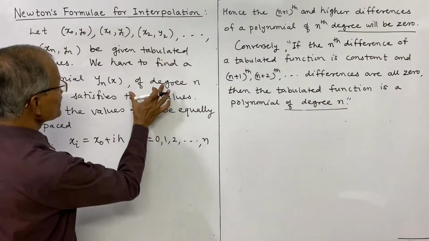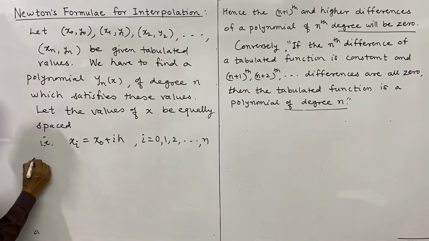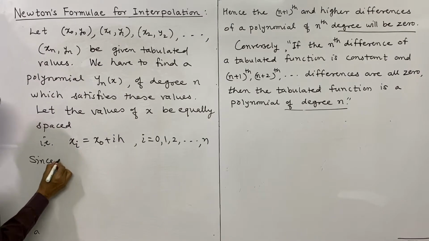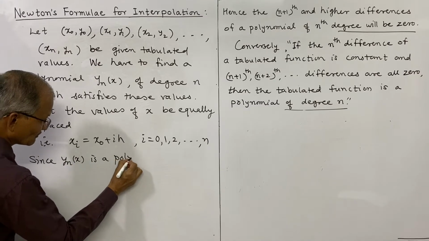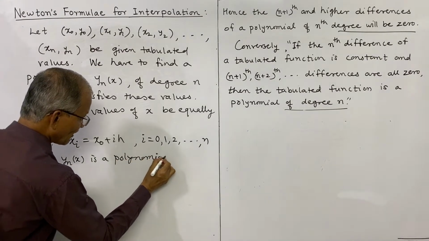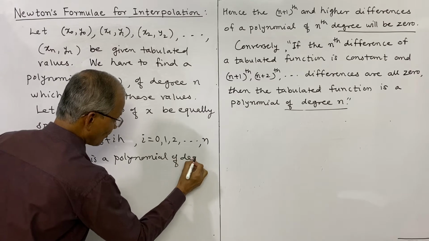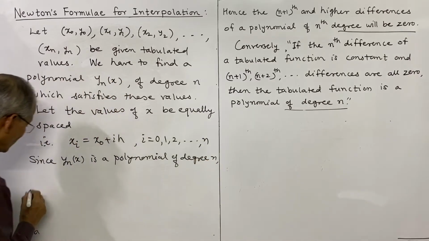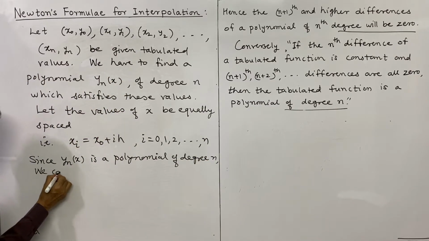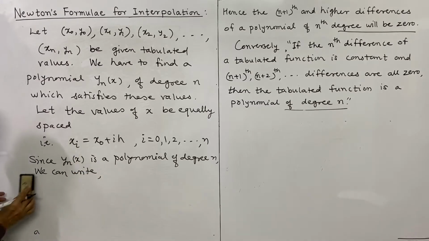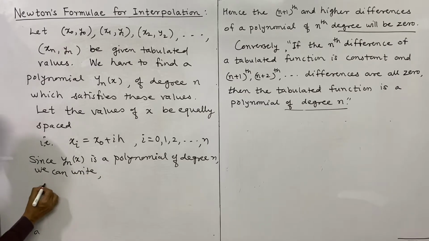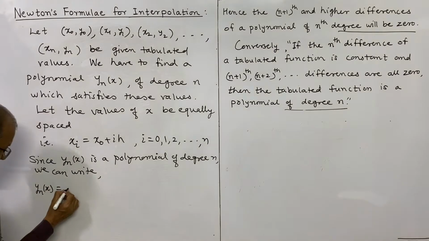And since yn is a polynomial of degree n, we can write yn x as a naught.